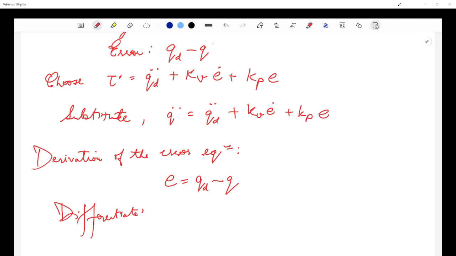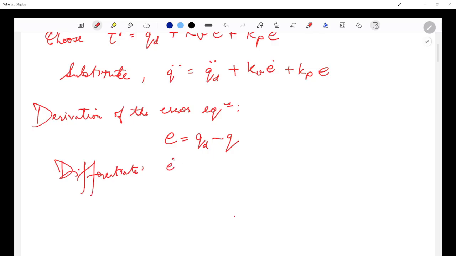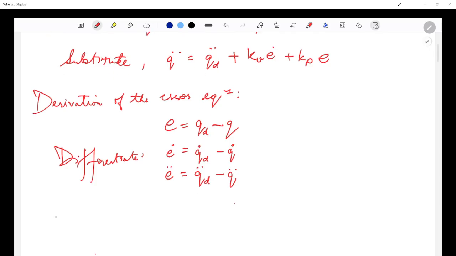So from here, we'll differentiate it. E dot is equal to QD dot minus Q dot. So E double dot is QD double dot minus Q double dot. Let's substitute. So from here, E double dot is QD double dot minus, what would it be? It would be Q dot.